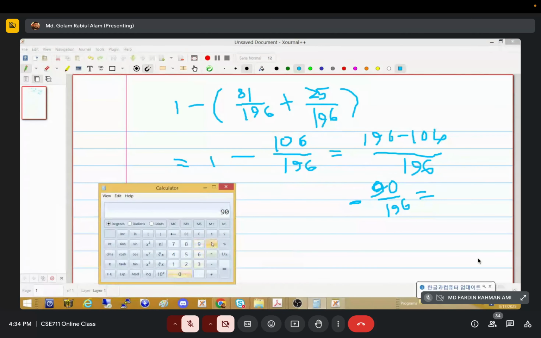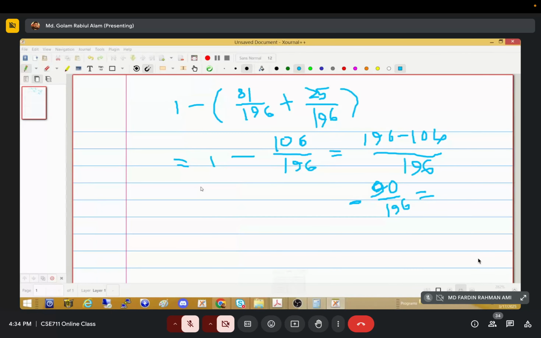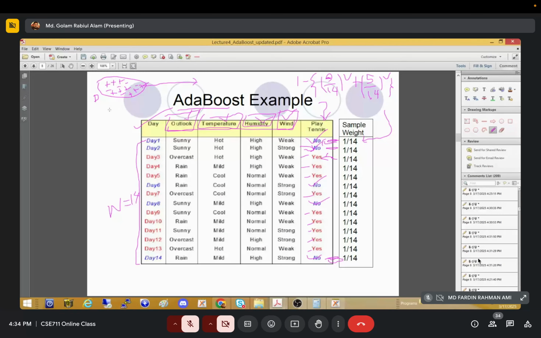90 by 196 equals 0.459. So this is the impurity of our data set, 0.459. Now we have to think about if we use the outlook, then what will be the reduction? That means we have to find out the reduction for outlook.